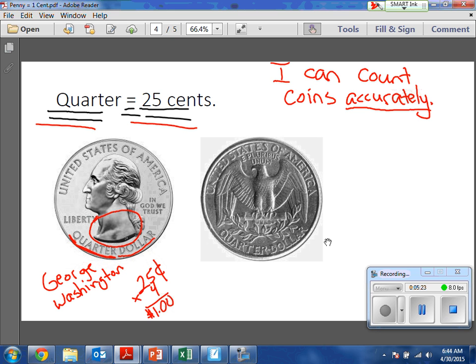If you flip over the quarter, a lot of times you'll see the bald eagle. But the cool thing about a quarter is a lot of times if you flip it over, there'll be different state quarters, meaning they'll have different pictures, they'll have different things about our state on the quarter as well.